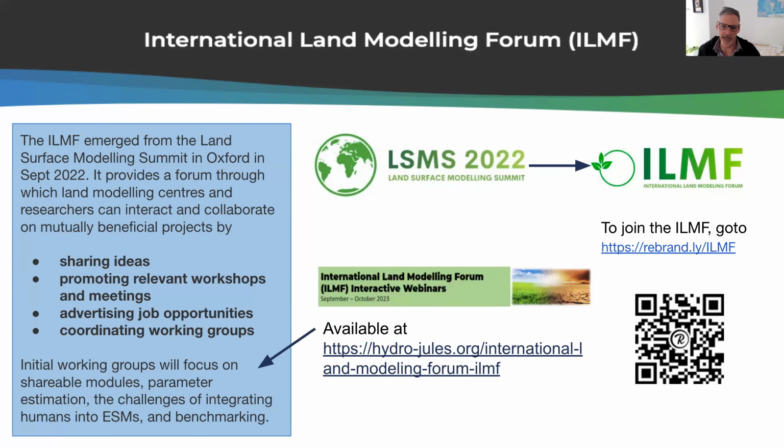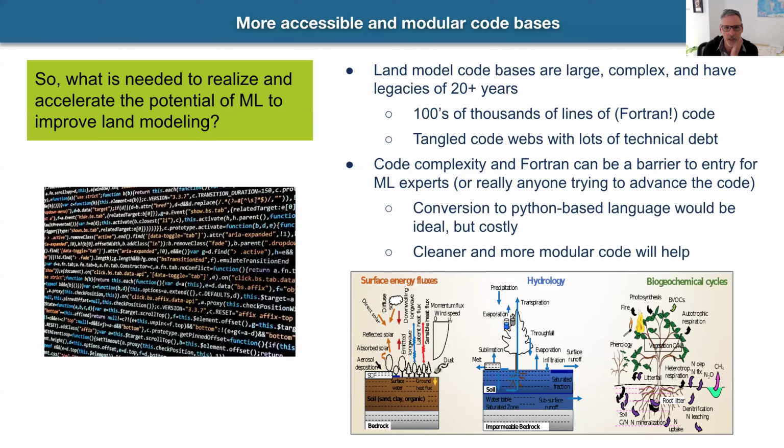What we did in 2023 is we had a series of webinars, kind of like this one, although in this case they were a little bit more discussion oriented, focusing in on these initial focal topics. I just want to highlight, particularly for this shareable modules one, some of the things we talked about during that session. Coming to this question, what is needed to realize and accelerate the potential of ML to improve land modeling? I think clearly more accessible and modular code bases is one thing.